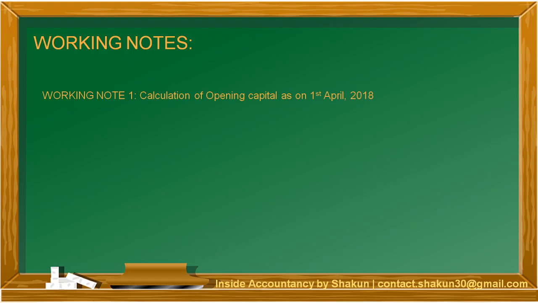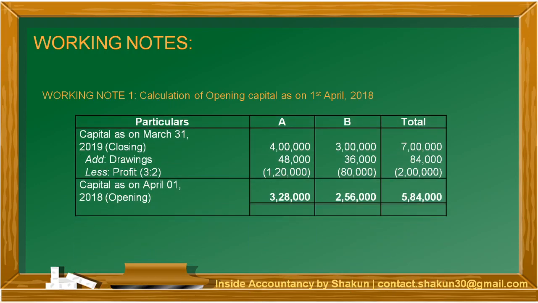Now, let's first make the working notes. Firstly, we'll calculate the opening capital on 1st April 2018. Since in the question, the closing capital of A and B was given, that is 4 lakh and 3 lakh, we add the amount of drawings to this closing capital and the profit is subtracted. Drawings in the question were given as 48,000 and 36,000, and the profit was 2 lakh, which is divided between A and B in the ratio of 3:2, thereby giving us the value of opening capital, which is 3,28,000 for A and 2,56,000 for B.